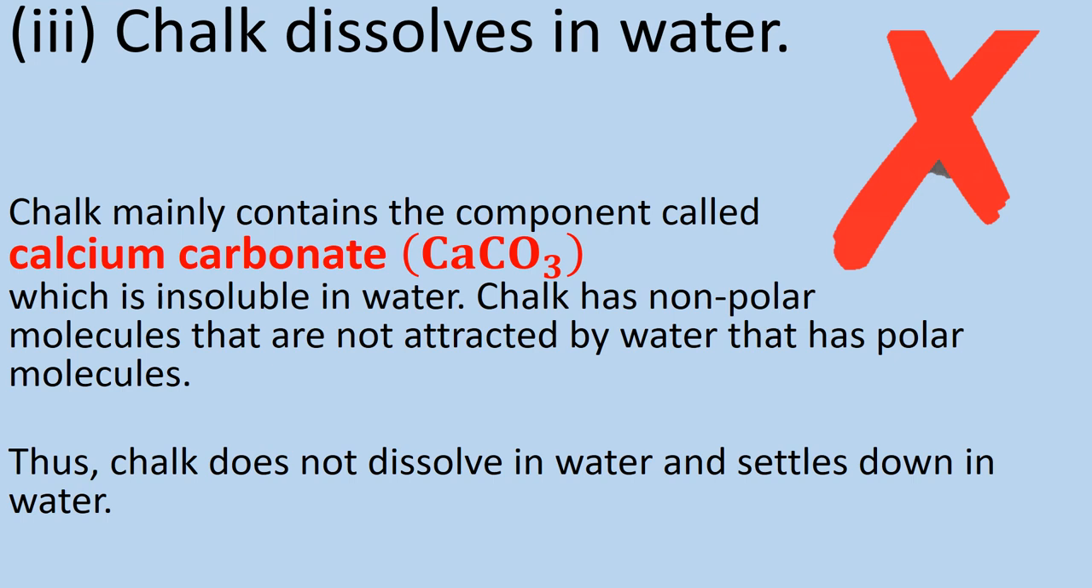Number 3, chalk dissolves in water. Chalk mainly contains the component called calcium carbonate. Scientifically or chemically, it is represented by its formula as CaCO3, which is insoluble in water. Chalk has non-polar molecules that are not attracted by the water that has polar molecules.